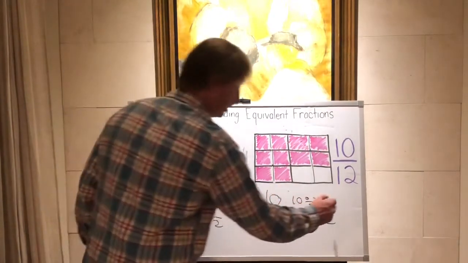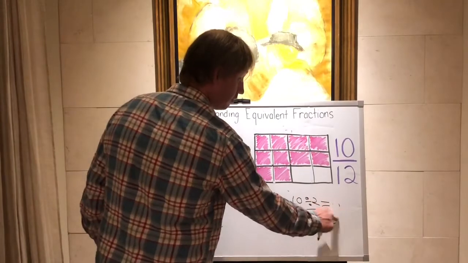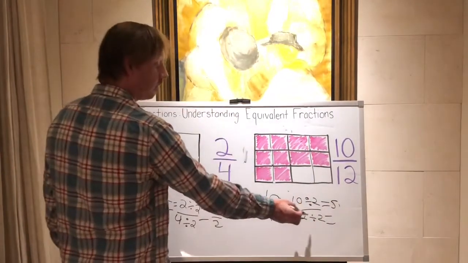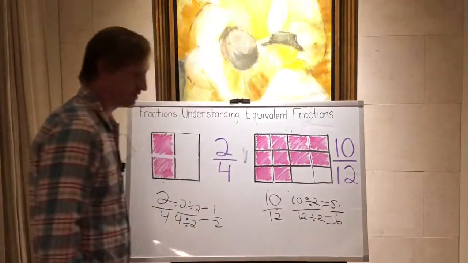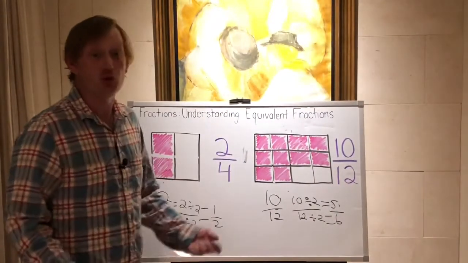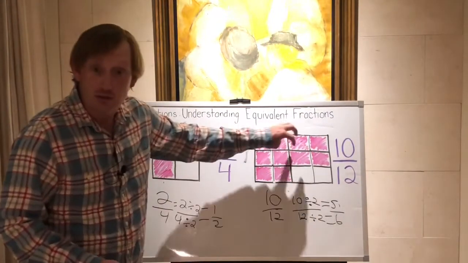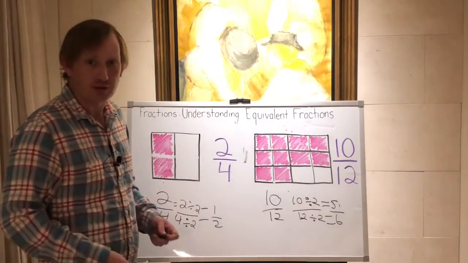10 divided by 2 is 5. And 12 divided by 2 is 6. 5/6. So either way we do it, we're going to come up with the same answer. Whether we change our drawing or we use division, we're going to get the same thing.